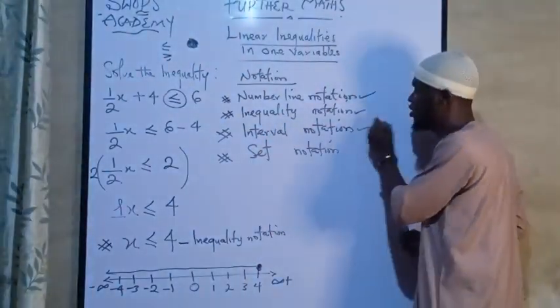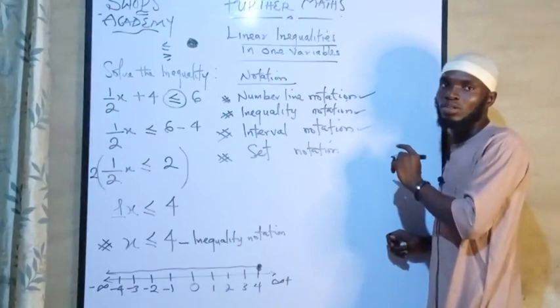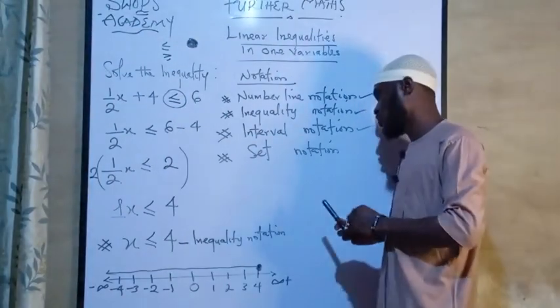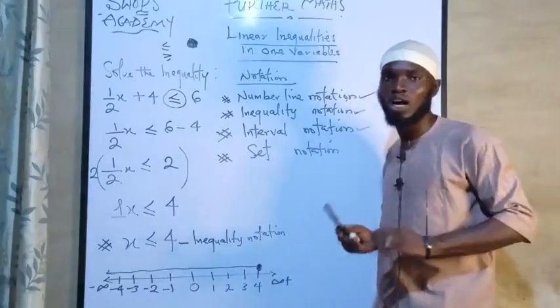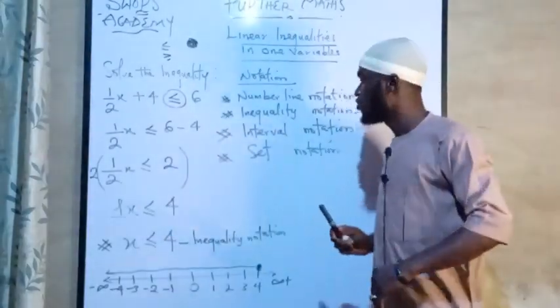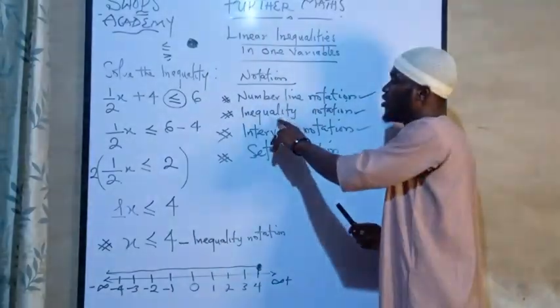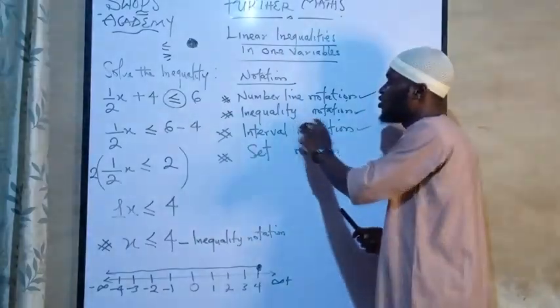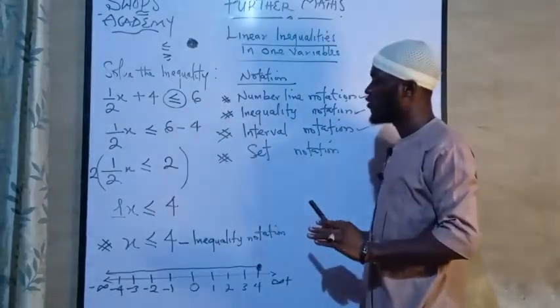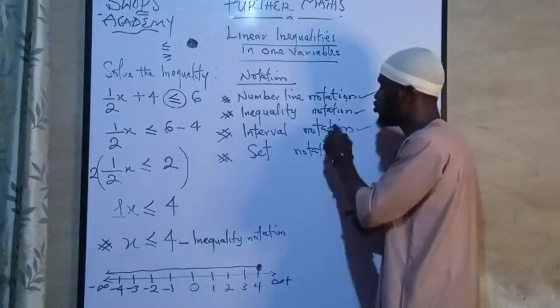Interval notation is written on the board already. So, now the next one is number line notation. Are we all there? Sorry, number line notation, we've picked that. Then inequality notation, I've answered that. Now let's go to interval notation.